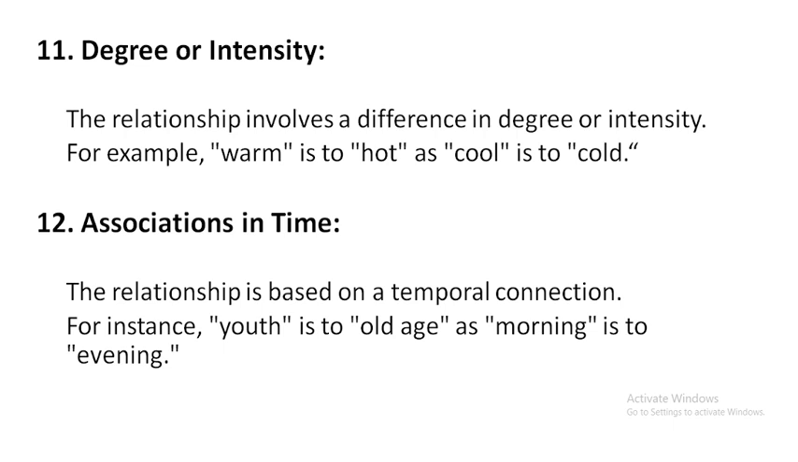Finally, associations in time. It is based on temporal connection. For example, youth is to old age, morning is to evening. So if you are youth today, then you will be in old age after a few decades. If it is morning, then we'll have the evening. We have the evening, then we'll have the morning the next day. Like that, there should be associations in time.